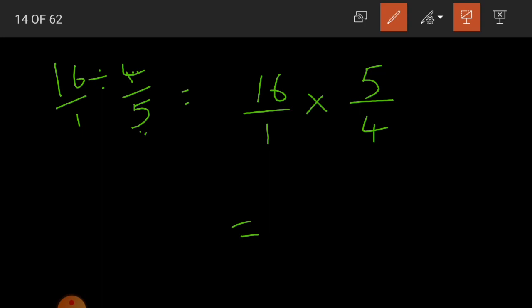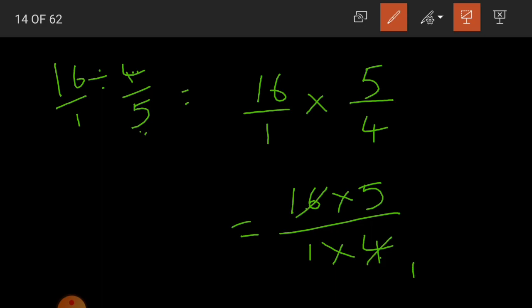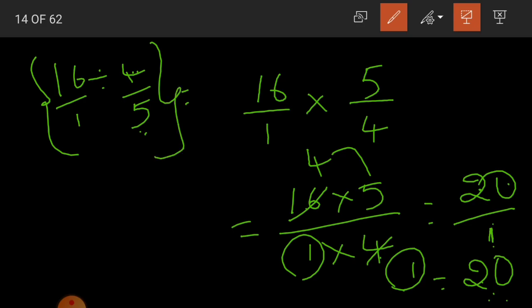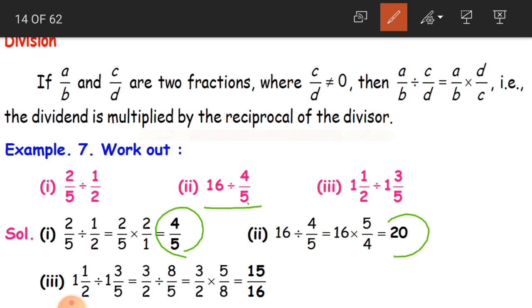And how do you multiply? 16 by 1 into 5 by 4. If you look at these numbers 16 and 4, we know that 4 1s are 4 and 4 4s are 16. So 4 5s become 20, divided by the denominator 1 into 1, which becomes 1. So 20 divided by 1 becomes what? 20 only. So the fraction division 16 divided by 4 by 5 will give us 20 as our answer.